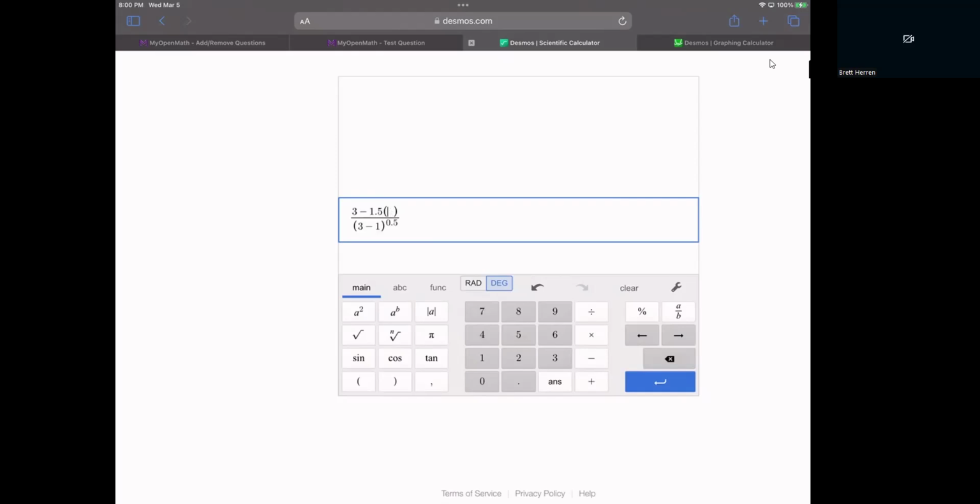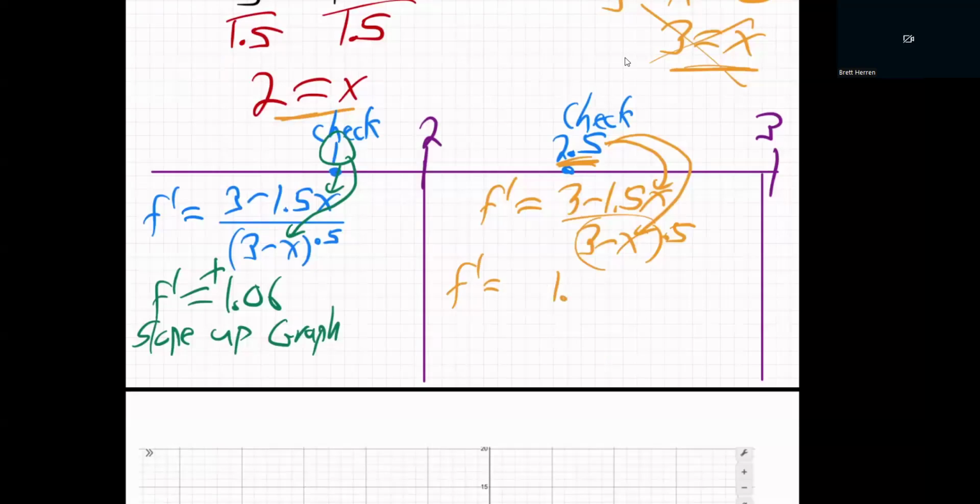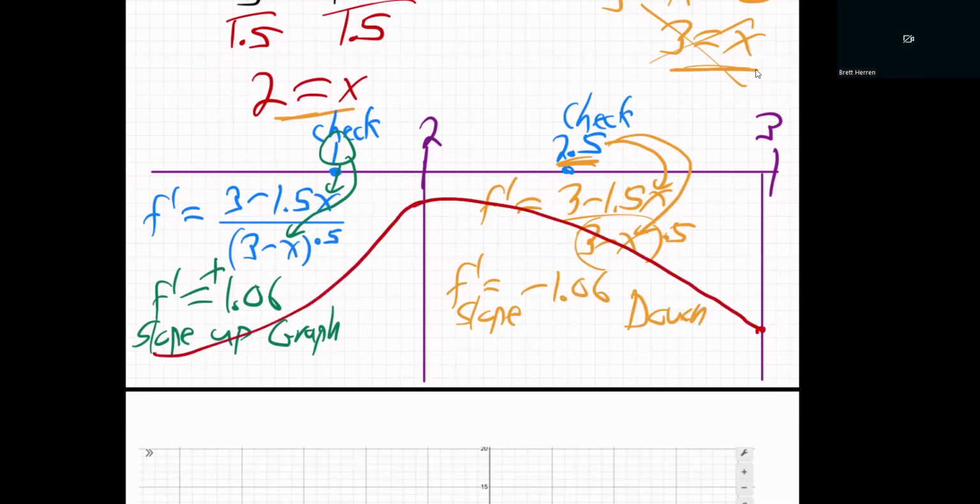So let's go back and make that 1 become 2.5. What do I get? Negative 1.06. Notice it's negative. So f prime is negative 1.06. So that's the slope, and the slope is negative. So then the graph is going down in that section. Now we know about the graph: it's going up, then going down, and we know the graph stops right there. So it's going up in the first section, down in the second.